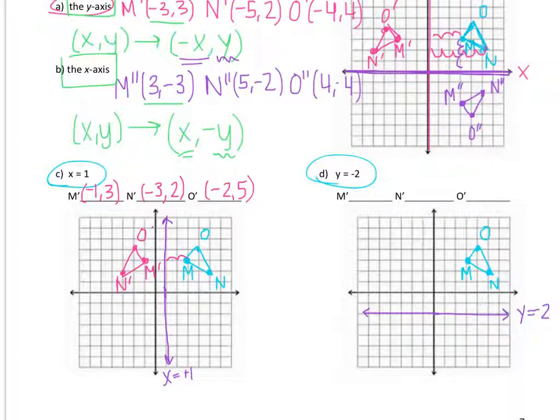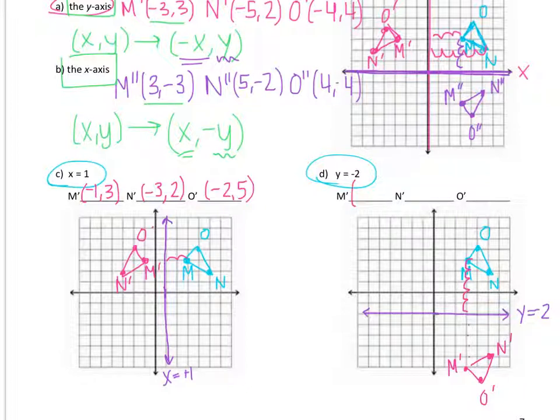How many squares is M away from the line y equals -2? And then once I find that out, I'm just going to count the same number beyond it. So M is 1, 2, 3, 4, 5 away, so I go 5 beyond. 1, 2, 3, 4, 5. M prime. N is 1, 2, 3, 4 away, so I go 4 beyond it. N prime. And O is 1, 2, 3, 4, 5, 6. It looks like this one might go off the graph, but that's okay. I'm just 1 square beyond it, so it's not too difficult to think about when I'm counting.